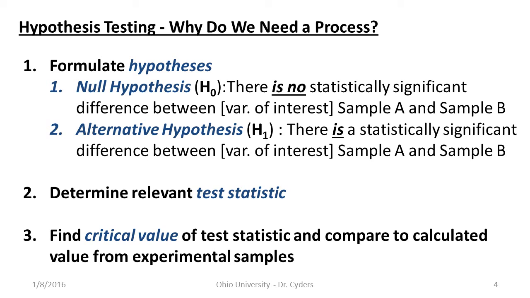The second thing we need to do, once we form our null and alternative hypotheses, is that the variable of interest that we're comparing will help us determine the relevant test statistic. In the case of a t-test, we're going to calculate a t-value. In the case of an F-test, we're going to calculate an F-value. These are called the test statistics. Then we're going to find the critical value of that test statistic and compare it to the calculated value from our experimental samples.